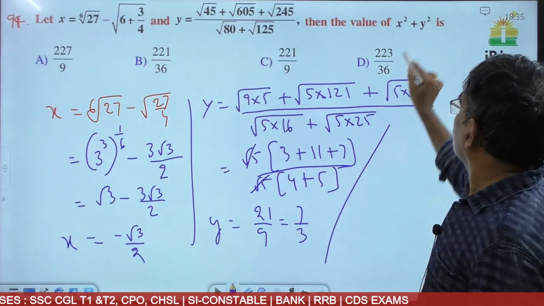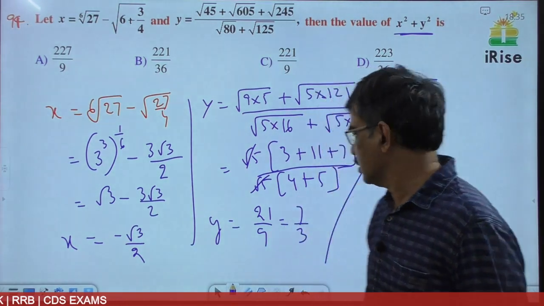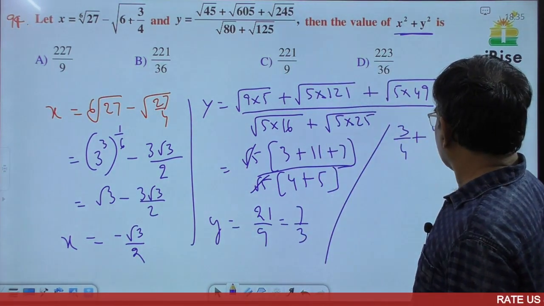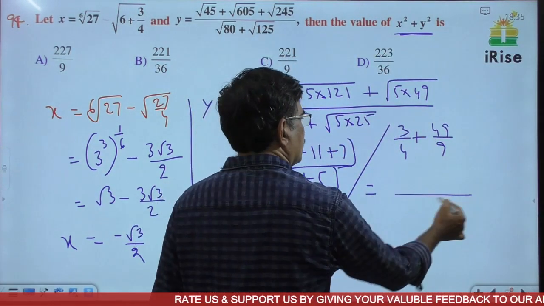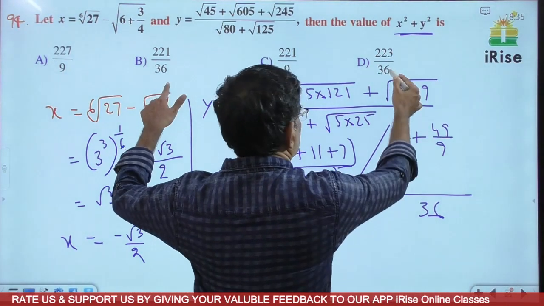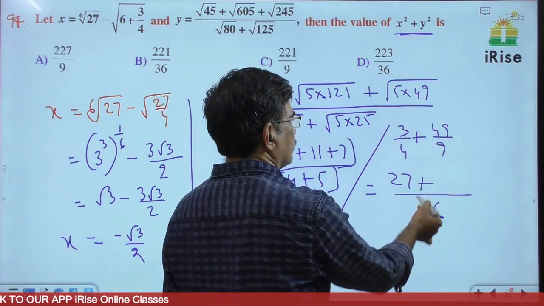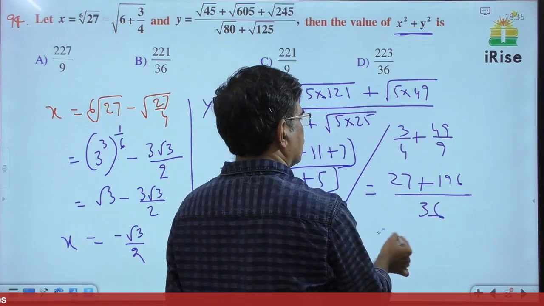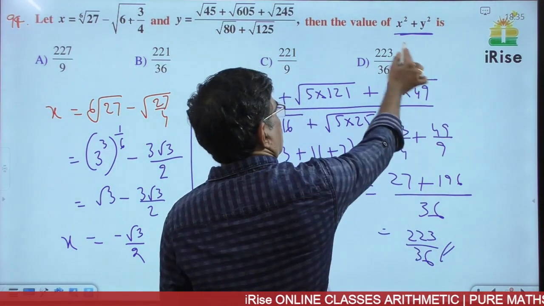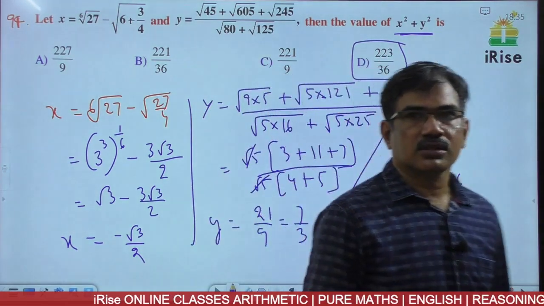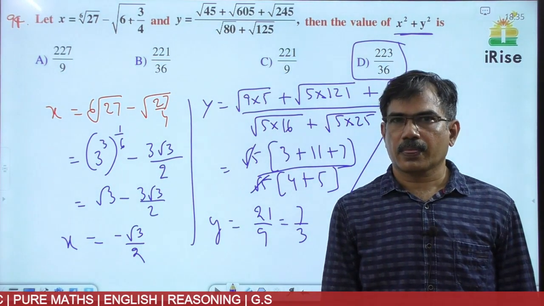Then what is x square plus y square? X square is 3 by 4. Squaring of this. Y square is 49 by 9. Simplify this. LCM is 36. Here 36 in two options. 27 plus 196. Okay, this is 223 by 36 is the answer. The answer for this question is 223 by 36. Okay, next one.